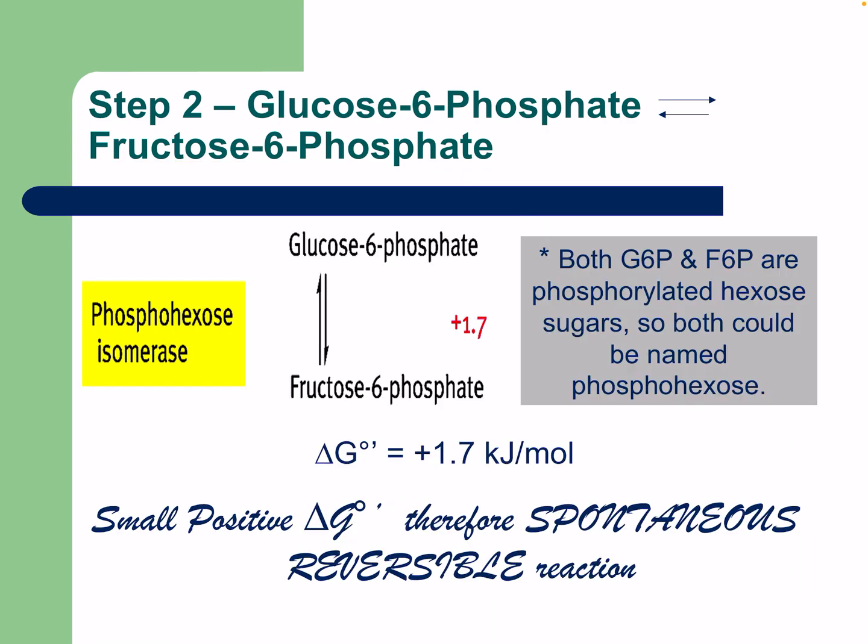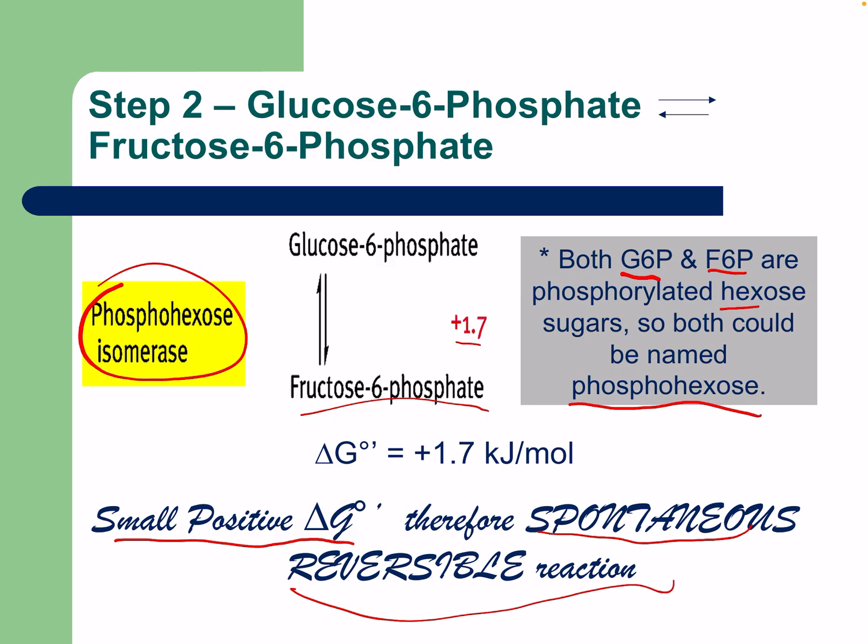So again, continuing on step 2. Glucose 6-phosphate, with a small reversible Gibbs free energy, goes to fructose 6-phosphate with phosphohexose isomerase. Both glucose 6-phosphate and fructose 6-phosphate are phosphorylated hexose sugars, so both could be named phosphohexose. Again, a small positive energy, therefore it is a spontaneous but reversible reaction. We can see that with the arrows, but it's also good to understand why those arrows are there.